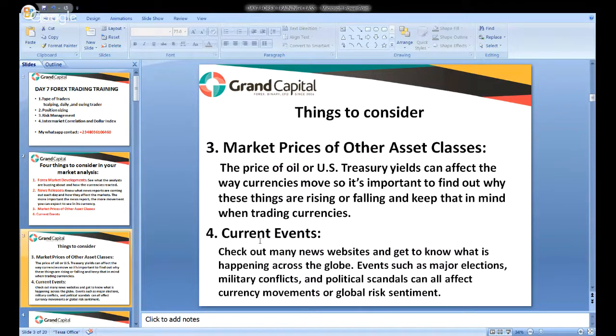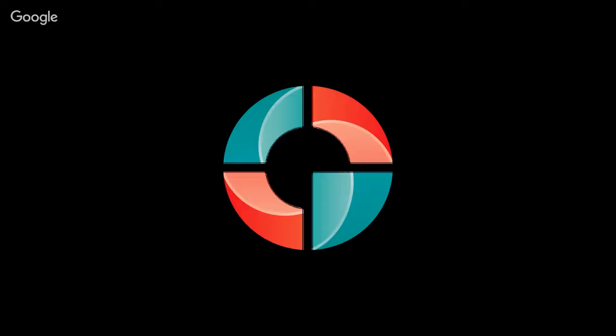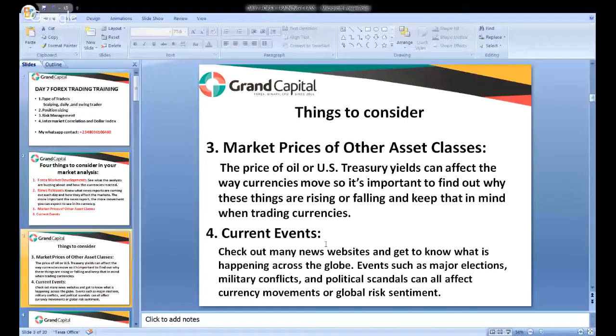So the last one is current events. We just want to use Donald Trump as a case study. So whenever Trump comes up with, you see, a major election, military conflict. If there's any conflict between two nations, maybe China against US, the market will react to it instantly. If it's a political scandal, talk about the Brexit. You see how the news of Brexit moves Great Britain up and down. So those are the current events. Whenever these events are released, the market reacts to them. So you consider those when you are doing your market analysis.